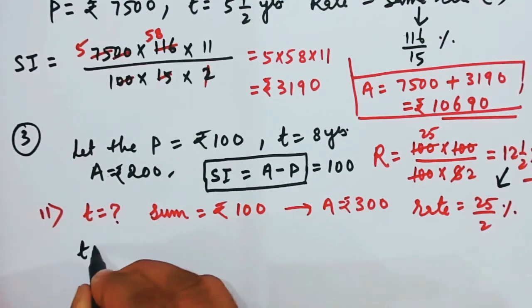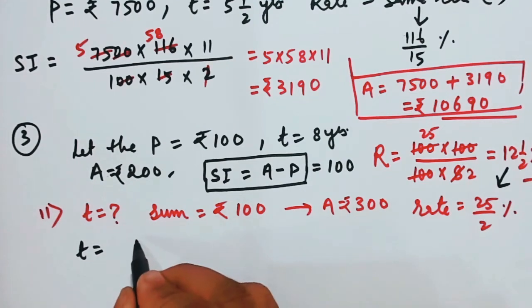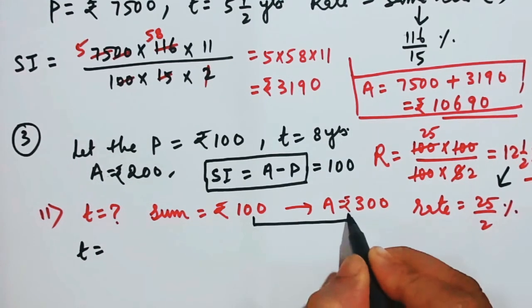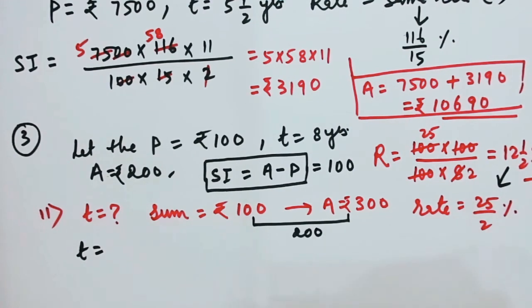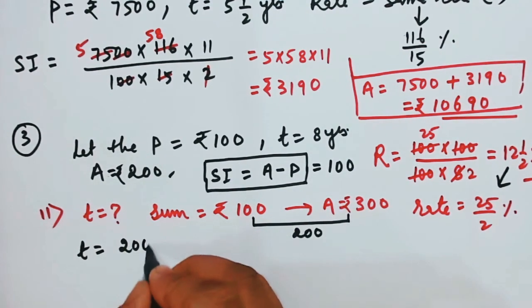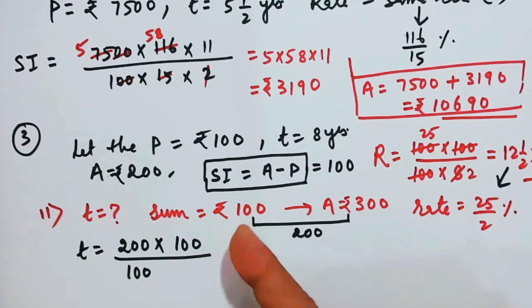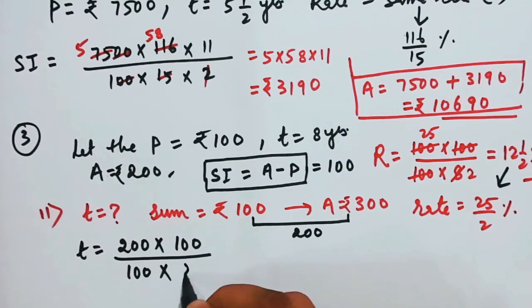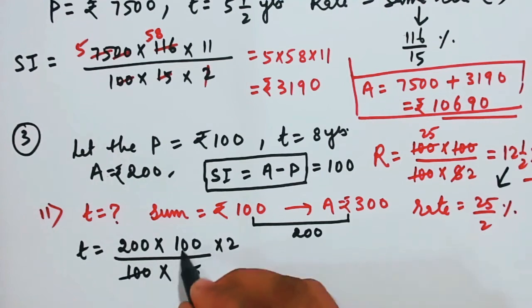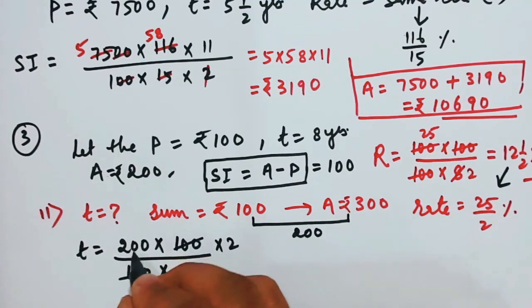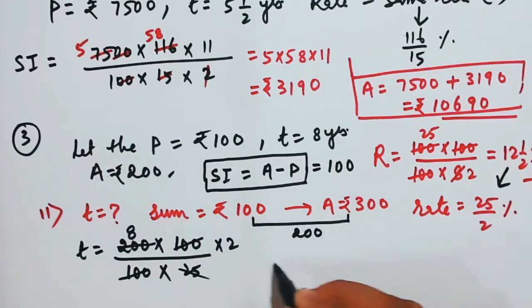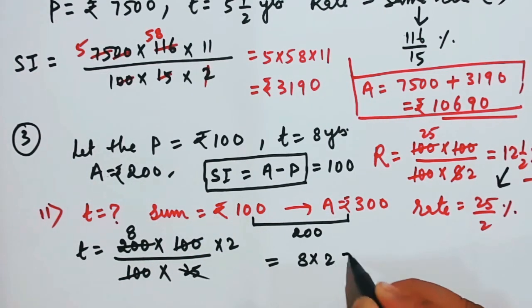So let's find the time. Time is equal to SI into 100 by P into R. SI you can find from here: SI will be equal to 200, amount minus principal, which is 200 minus 100. So SI into 100 by P, where P is 100, the sum or the principal, into R, 25 by 2. This 100 and 100 get cancelled. 25 goes 4 times, so 4 into 2, that is 8, is equal to 16%. Clear?